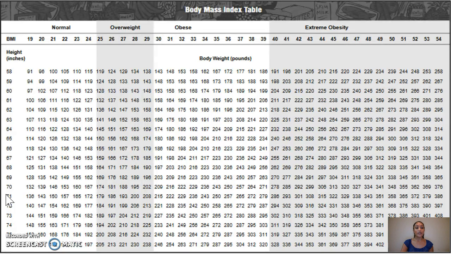So you would put your finger at 64 inches. Then you would slide your finger to your weight, or your closest weight. Then you can see the category that puts you in. So for an example, if you are 64 inches and 134 pounds, that would put you in a normal range. And likewise, if you are 64 inches and 221 pounds, that would put you in the obese category.